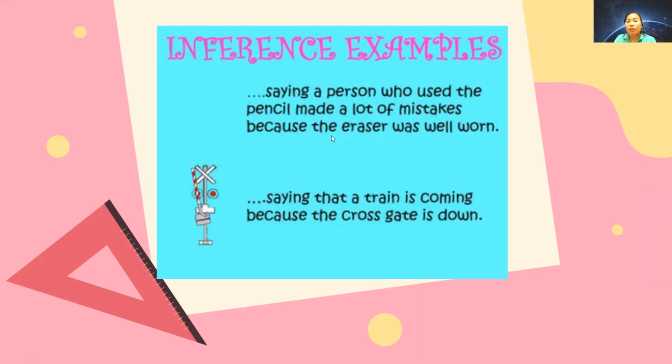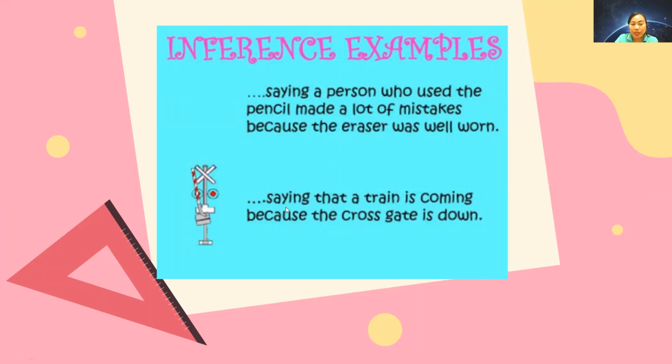If you saw a person whose pencil is worn out, the eraser on the pencil is well worn, or there is no more eraser on his or her pencil, it means that the person who used the pencil made a lot of mistakes. Why? Because there's no more eraser. You cannot see the eraser anymore. That is why we can say that the person who owns that pencil maybe always made mistakes, okay?